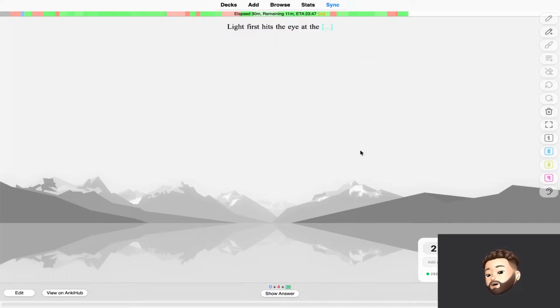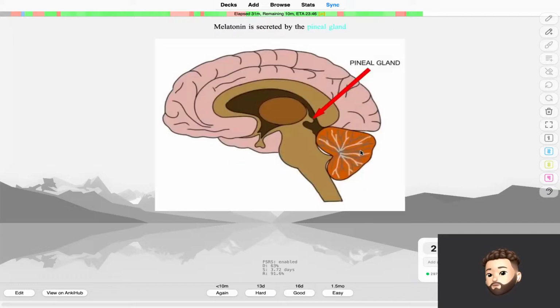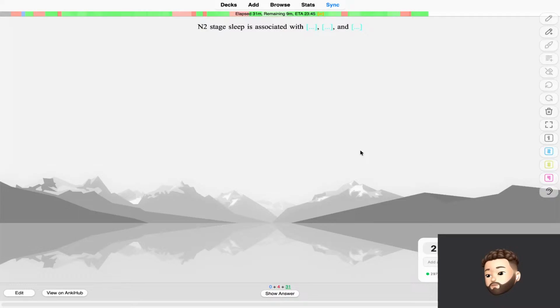Light first hits the eye at the cornea. Theta. Stimulant or hallucinogen. They're brittle, non-lustrous. They can be gases. They're poor conductors of heat and electricity. Pineal gland. Theta waves, sleep spindles, and K complexes.